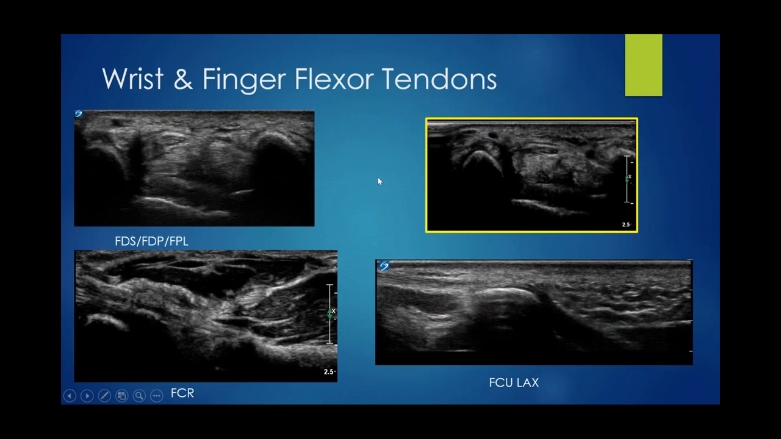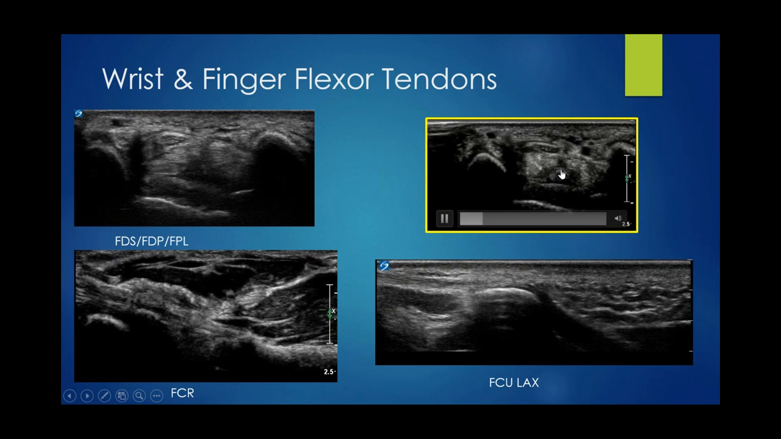Moving on to the finger flexor and wrist flexor tendons. Again, the carpal tunnel houses nine tendons, four FDS and four FDP, with the flexor pollicis longus being most adjacent or along the scaphoid. The flexor carpi radialis overlies the scaphoid. The flexor carpi ulnaris will insert into the pisiform. This video shows how you could assess those tendons of the finger flexors dynamically by having the patient move their fingers, allowing you to see them more clearly.